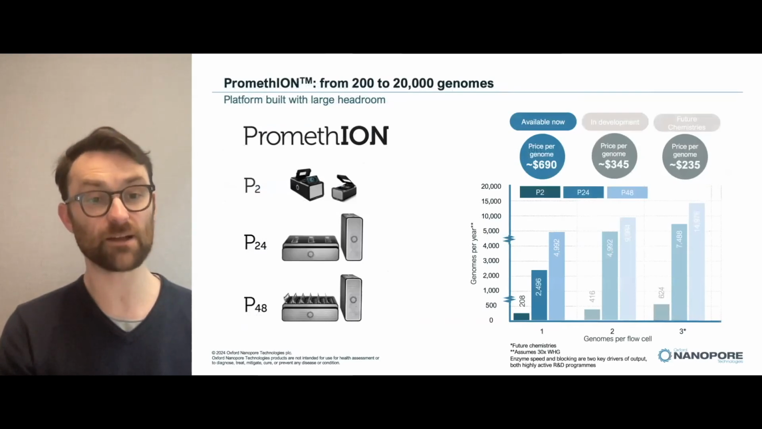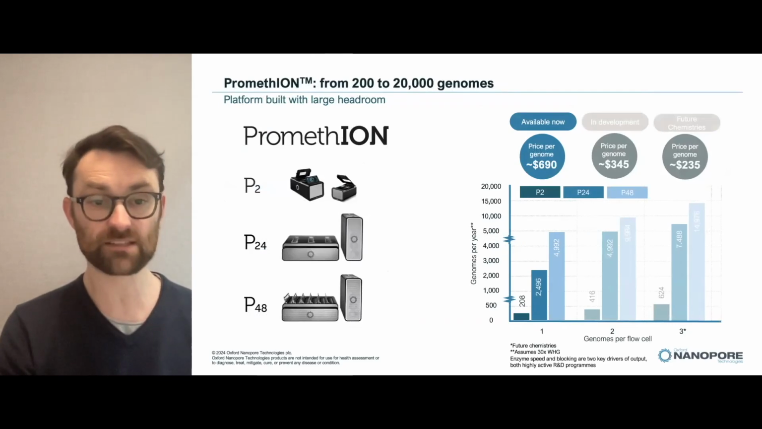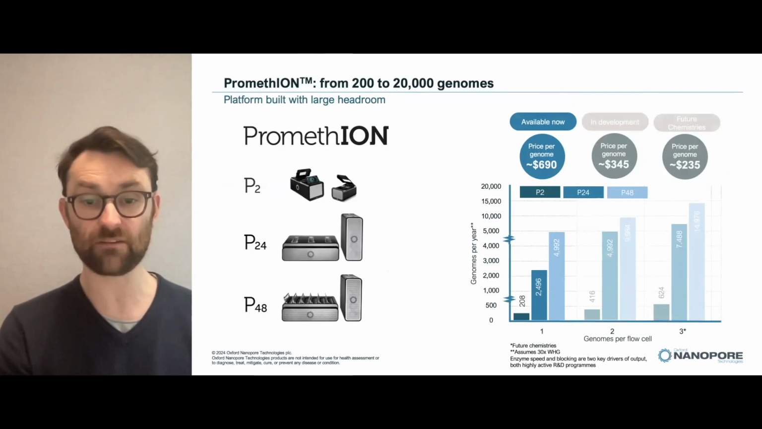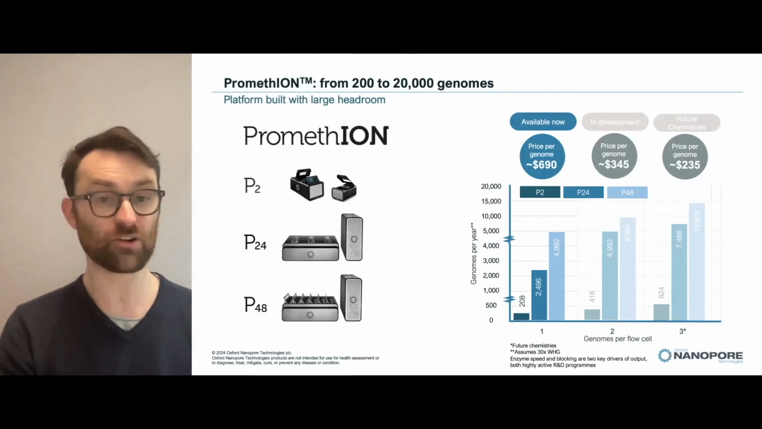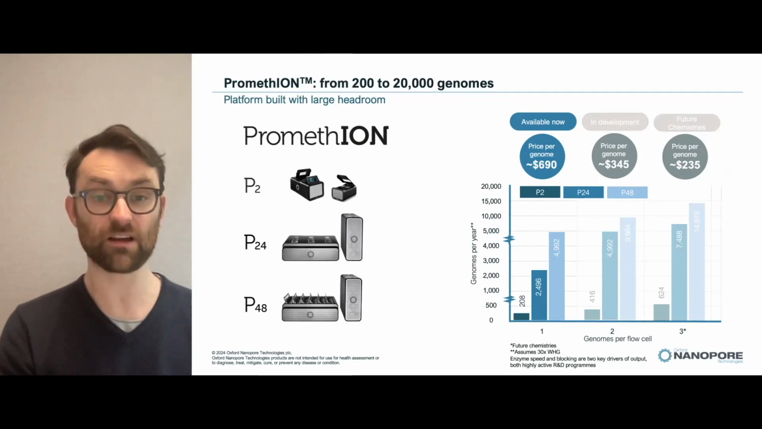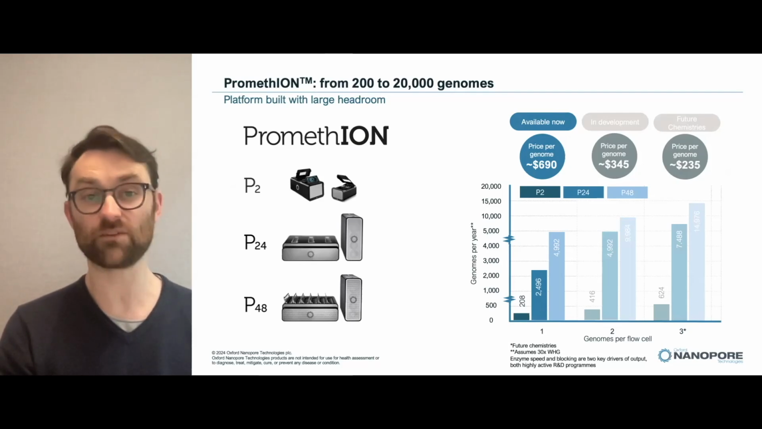We have different scales for this device, depending on the scale of your project. The workflow works for all of them. If you require, let's say, 200 genomes per year, then a device called the P2 is completely sufficient. If you have a larger scale project to sequence, 2,500 samples per year, then we would recommend a P24. And if you have more than this, we then recommend a P48 device.